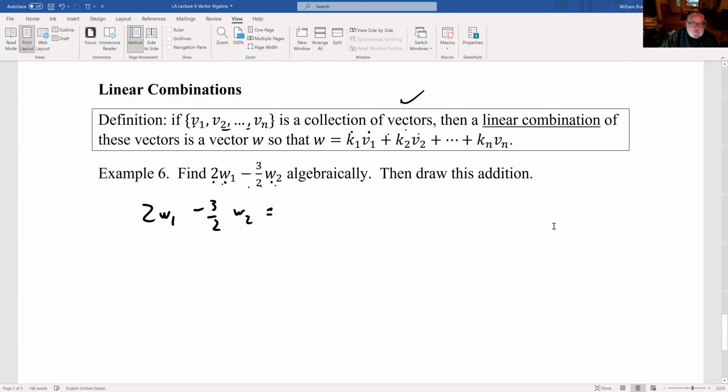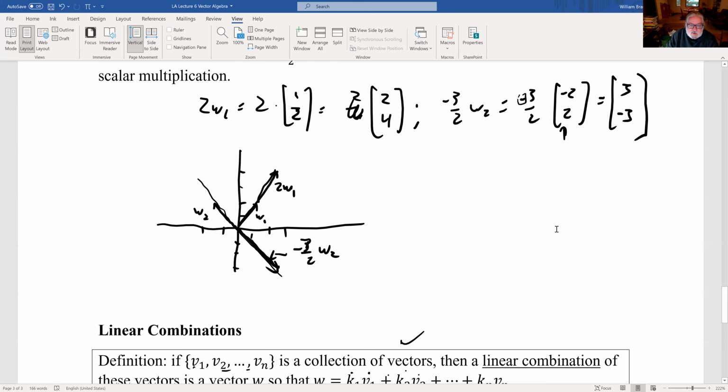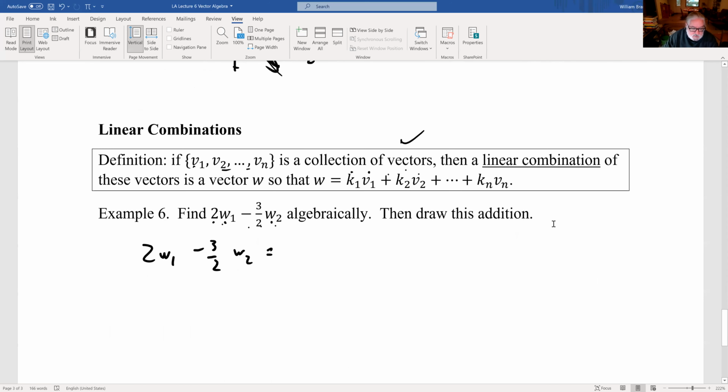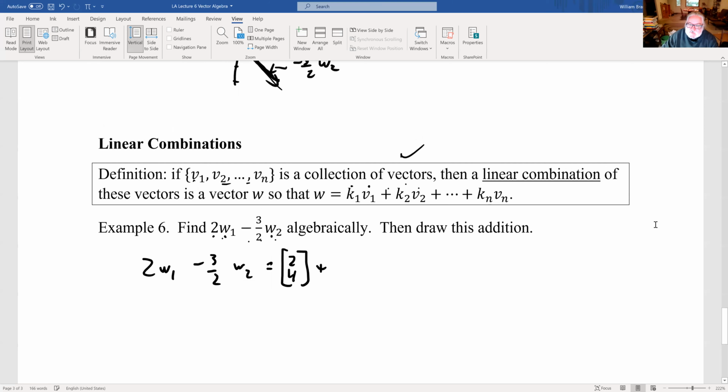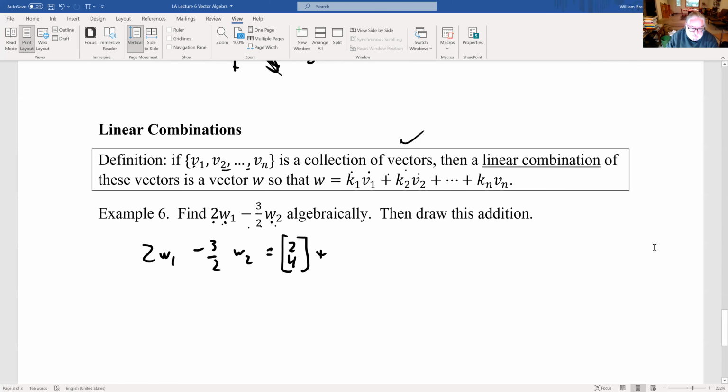So 2W1 minus 3 halves W2. We'll go back up here and see what 2W1 was. That was 2, 4. Plus, and minus 3 halves W2 was 3, minus 3. And so that becomes 5, 1 is the vector.